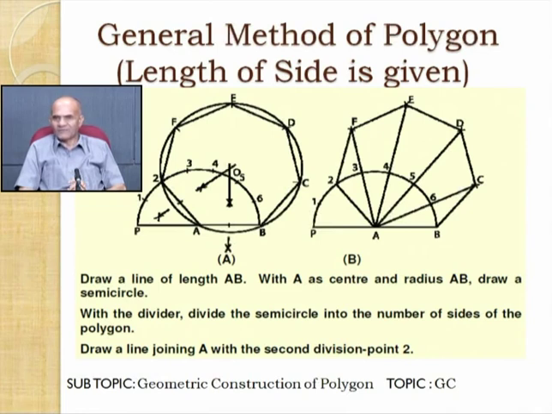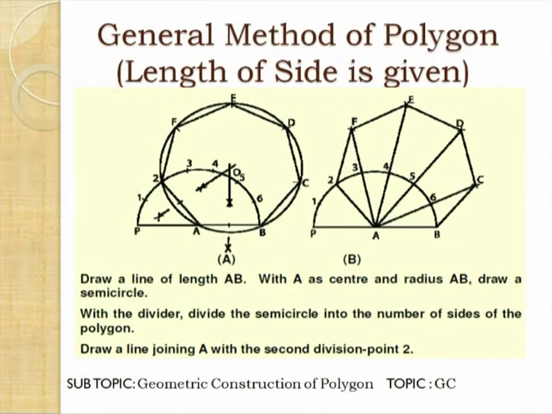You join all these points in sequence. So we will get the required heptagon A, B, C, D, E, F to A. So this is the arc method. We are using the compass for drawing the arc, so it is called the arc method.